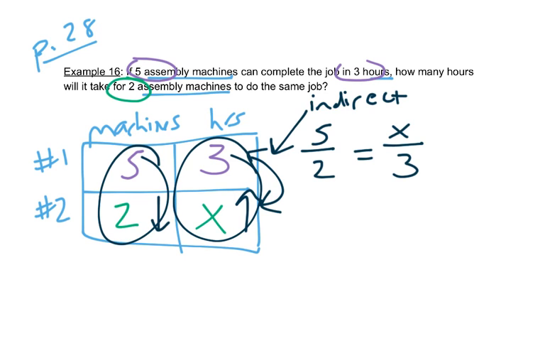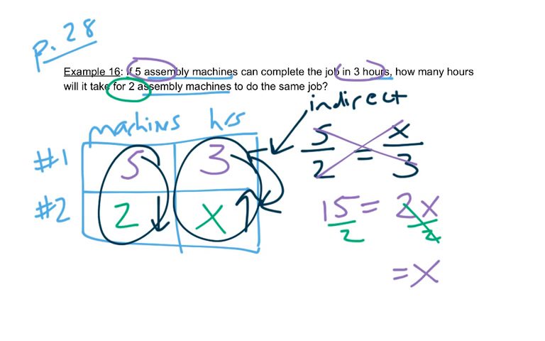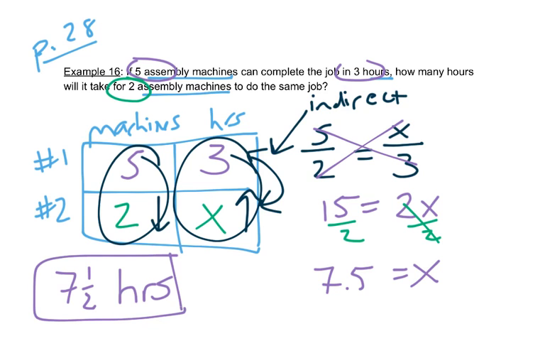So we have x/3. So 5 times 3 is 15. 2 times x is 2x. Divide both sides by 2. We get 7.5 hours. Or half an hour, we know, is 30 minutes.